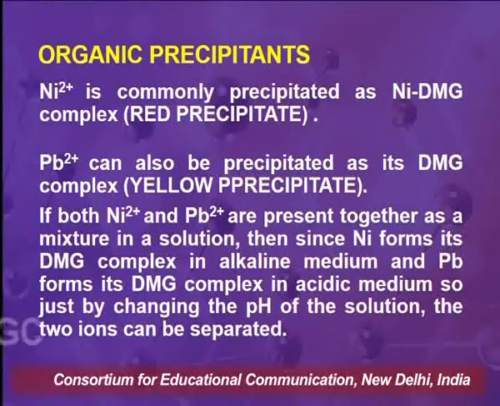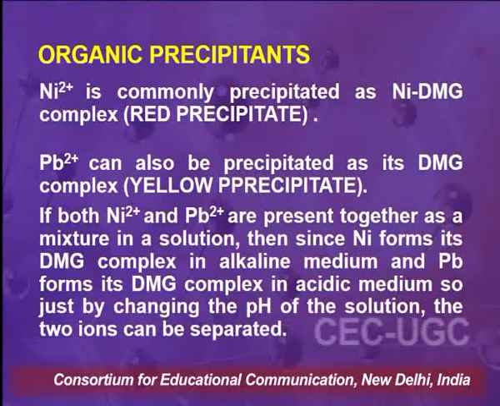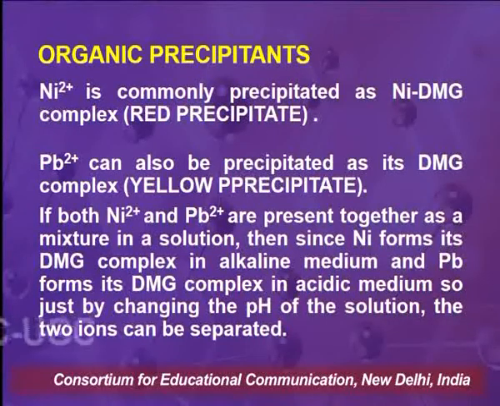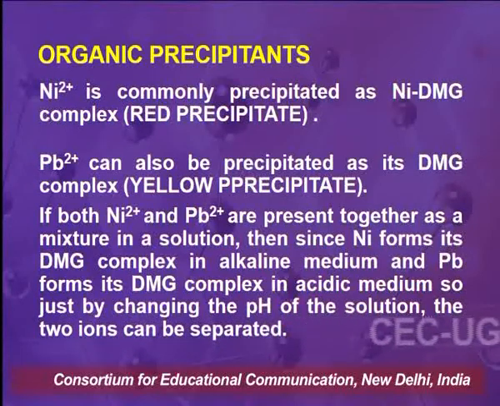common. It is a red precipitate which forms. Lead can also be precipitated as this DMG complex, which gives a yellow precipitate. Just like nickel gives a rose red color precipitate, or simply a red color precipitate, lead can also be precipitated, which gives a yellow precipitate, which is the lead DMG complex.